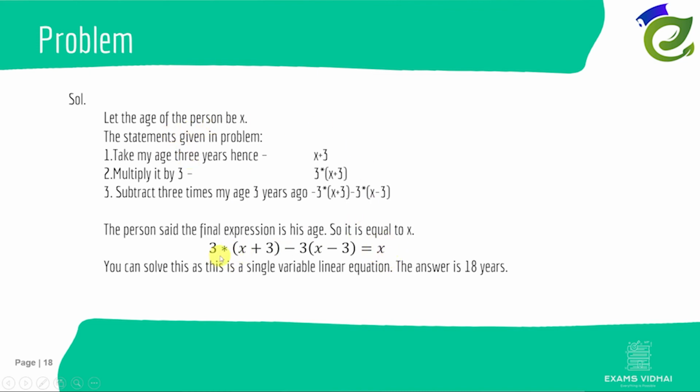Now you can solve this as this is a single variable equation. You can try solving them. I'm not going to discuss it here. It's going to be good practice. So the answer is 18 years. If you solve them, you'll get them.